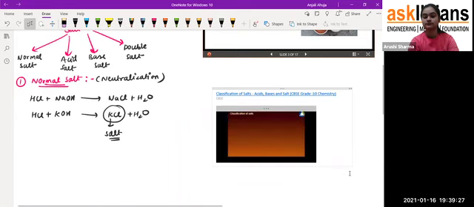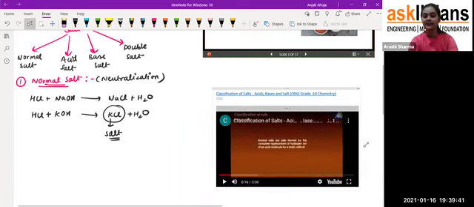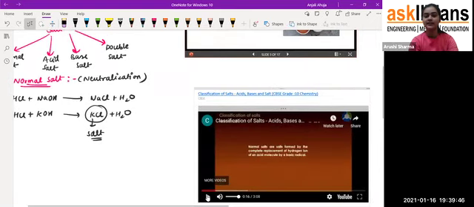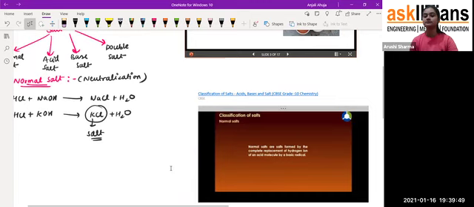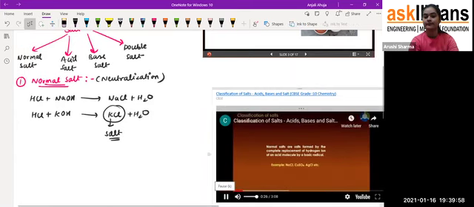Classification of salts. Salts can be classified into different types. Normal salts. Normal salts are salts formed by complete replacement of hydrogen ion of an acid molecule by a basic radical. Example: NaCl, sodium chloride.